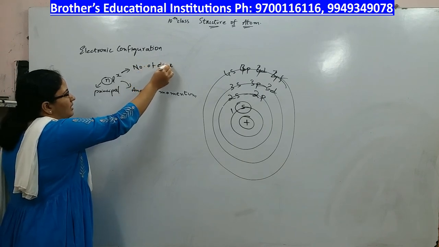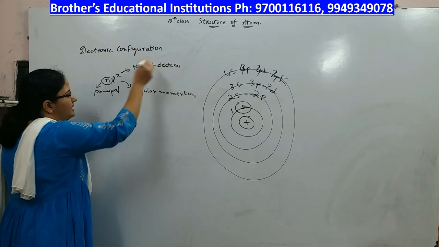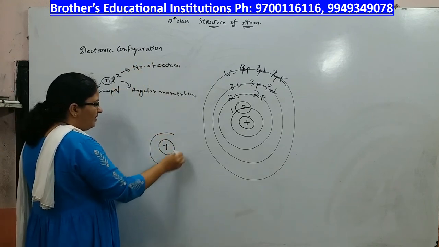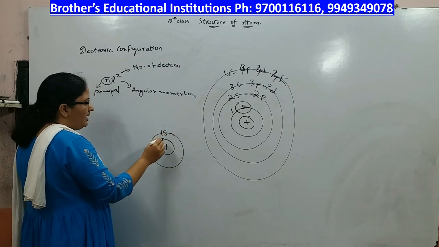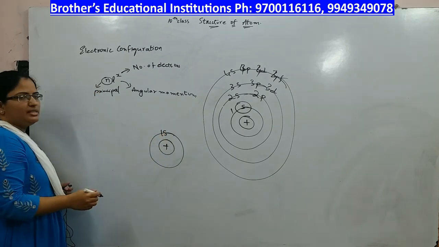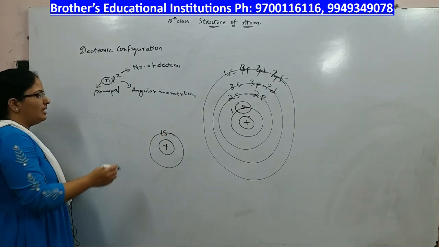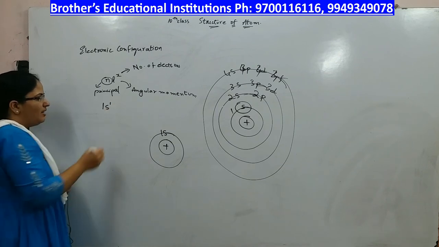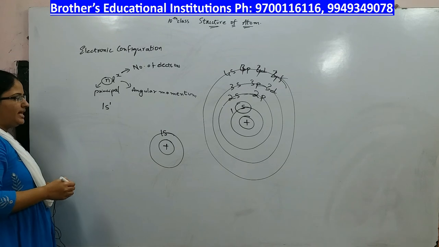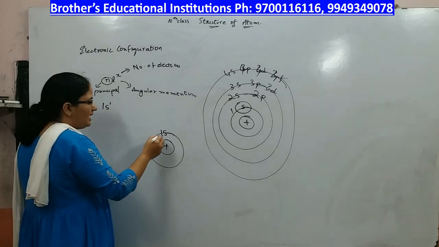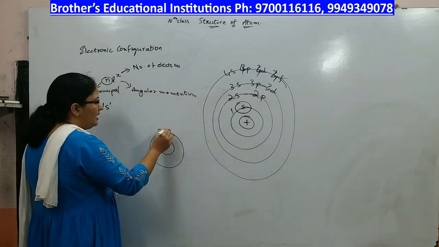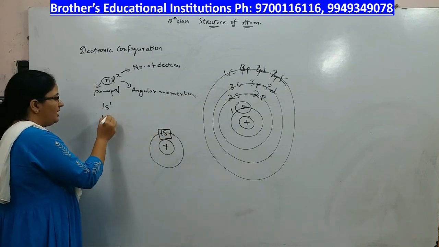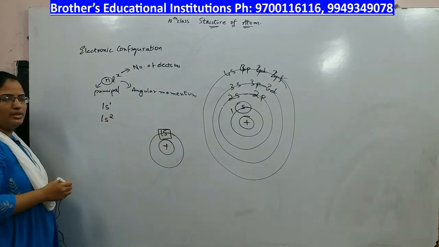Now, let us see how to use this. If you take the hydrogen atom, it has only one electron present in the 1s subshell, so you can write the electronic configuration of hydrogen as 1s1. Next, helium has two electrons in the s subshell, so you can write the electronic configuration of helium as 1s2.